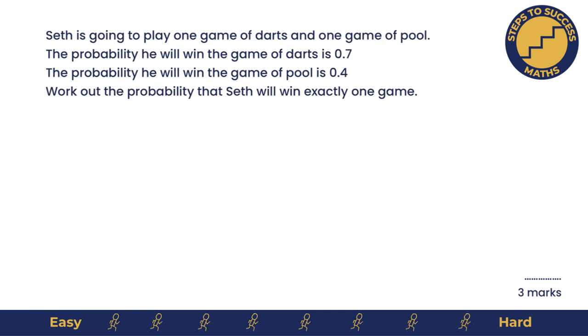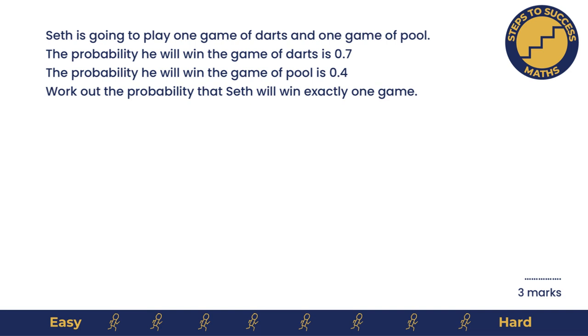Seth is going to play 1 game of darts and 1 game of pool. The probability he will win the game of darts is 0.7. The probability he will win the game of pool is 0.4. Work out the probability that Seth will win exactly 1 game.